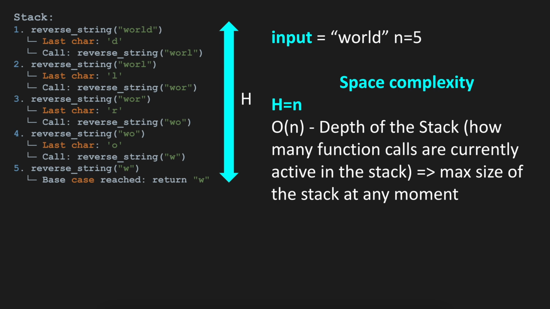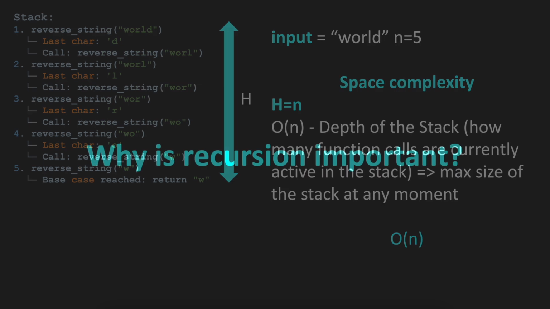So for example, at one moment the size of our stack is, let's say, 5, and at another moment the size of our stack is 9. For the space complexity we are taking the depth of the stack, which is the maximum size of the stack at any moment. So we are going to take 9 because that is the maximum size of the stack. And the space complexity in this case is also O of n.